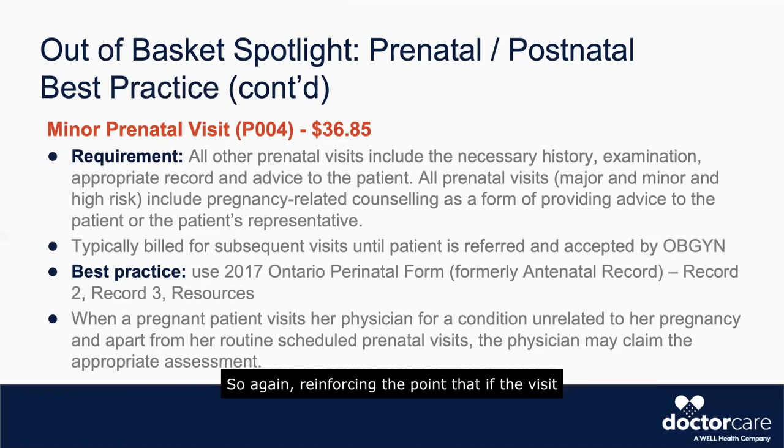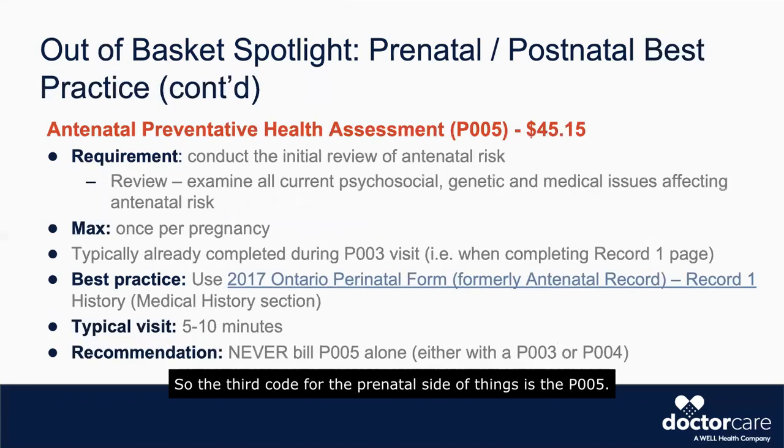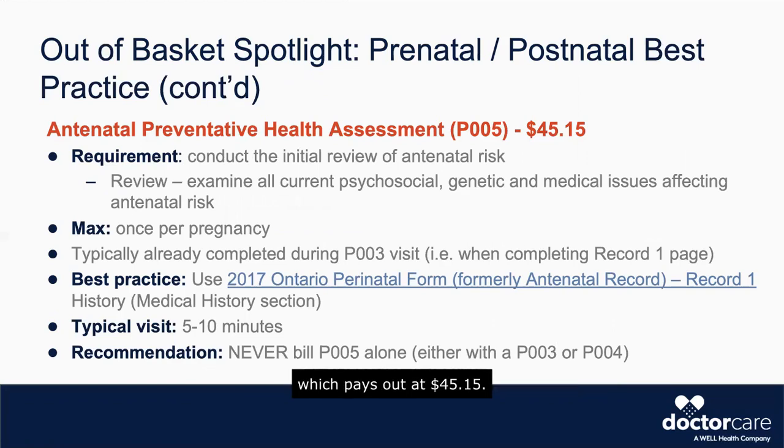So again, reinforcing the point that if the visit has to do with something related to the pregnancy, you'd be billing the P004, the minor prenatal visit. So the third code for the prenatal side of things is the P005, and it's the Antenatal Preventative Health Assessment, which pays out at $45.15.